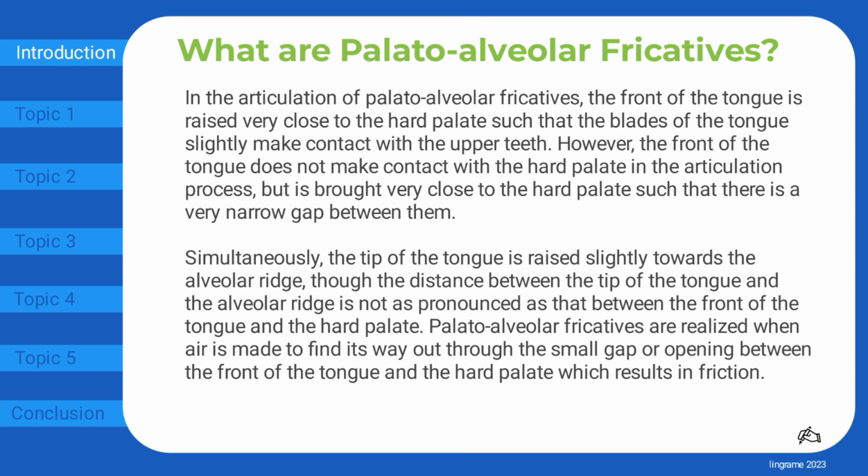Simultaneously, the tip of the tongue is raised slightly towards the alveolar ridge, though the distance between the tip of the tongue and the alveolar ridge is not as pronounced as that between the front of the tongue and the hard palate. Palato-alveolar fricatives are realized when air is made to find its way out through the small gap or opening between the front of the tongue and the hard palate, which results in friction.